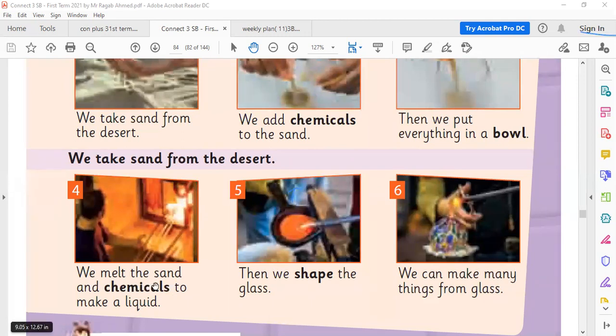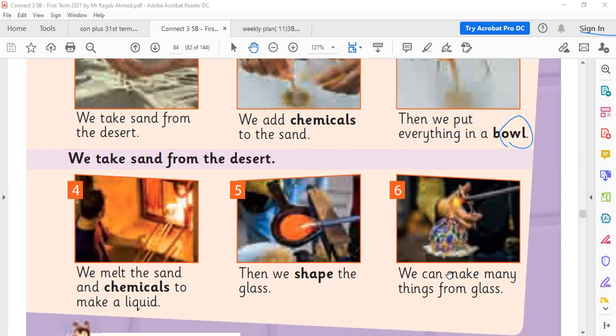When we melt the sand and chemicals, it becomes liquid. What happens after it becomes a liquid? Then we shape the glass. What is the meaning of shape? Make it into different things like glasses, like lamps, like mirrors. This is called shape. You can make it a square. You can make it a circle. You can make it a triangle because it is liquid. You can shape the liquid.